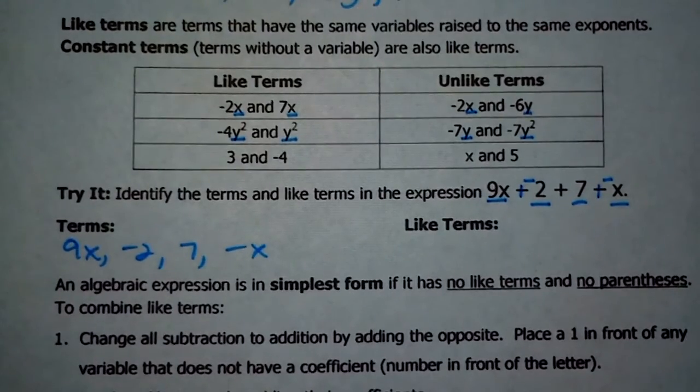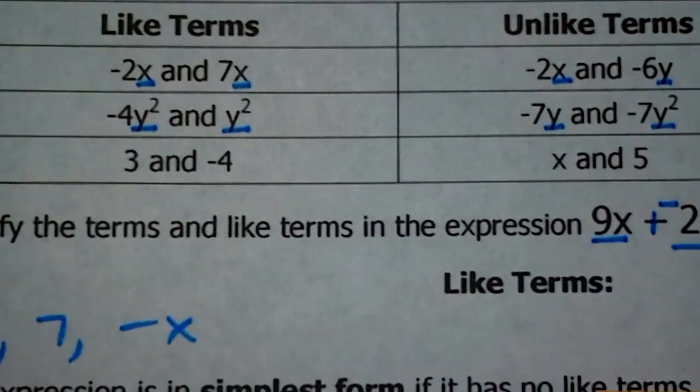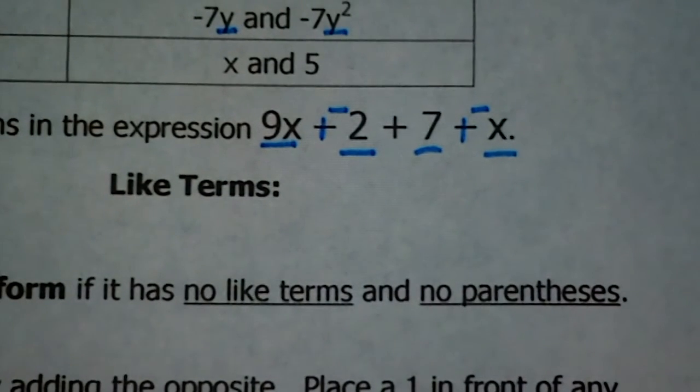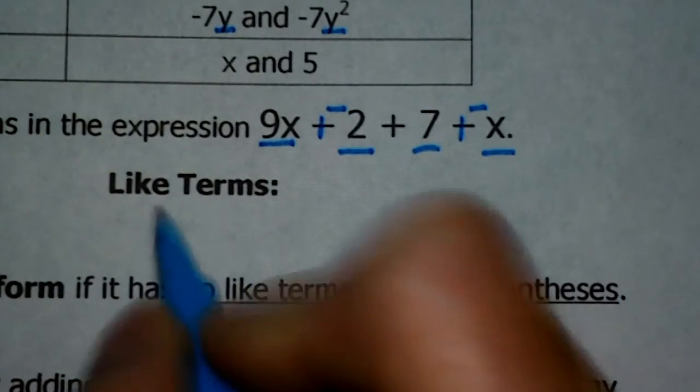As far as what the like terms are, you're going to look for those that have matching variables, or maybe the ones that are just constants. So if you're looking at that, I have a 9x and I have a negative x.